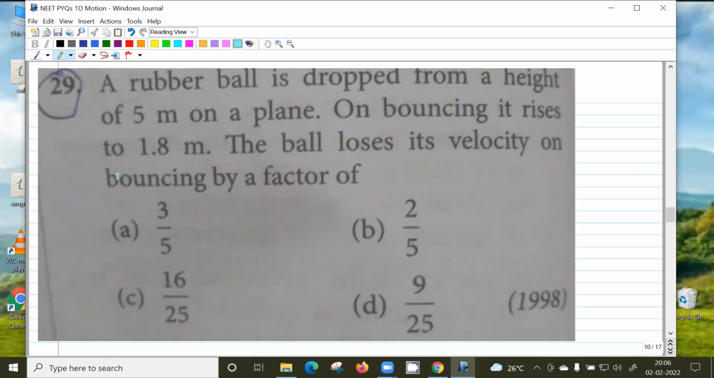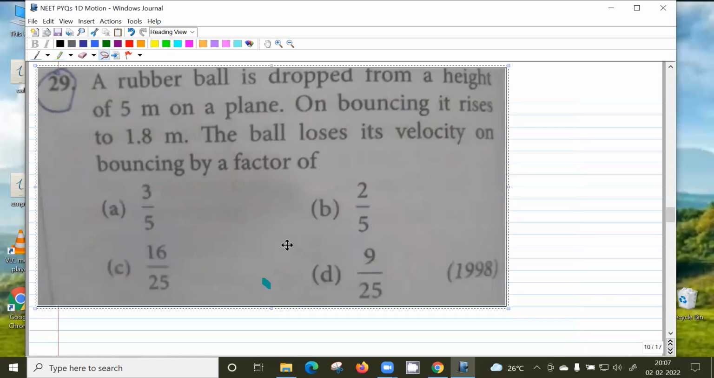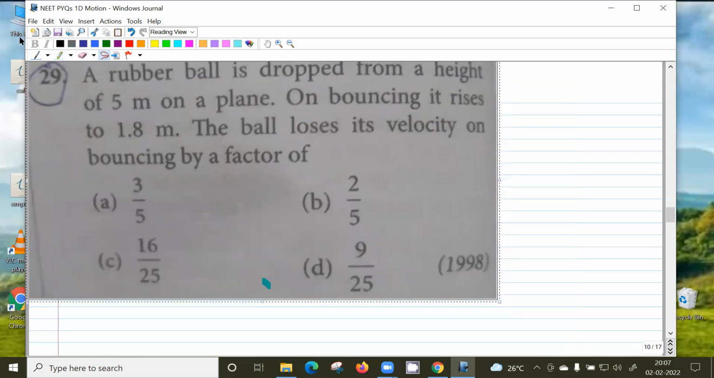Since we just have to get the answer, you can solve by energy conservation because that'll be faster. So how do you solve? The energy at the bottom point is half m u square, right? At the topmost point, the energy will be mg into h, because kinetic energy will be 0.